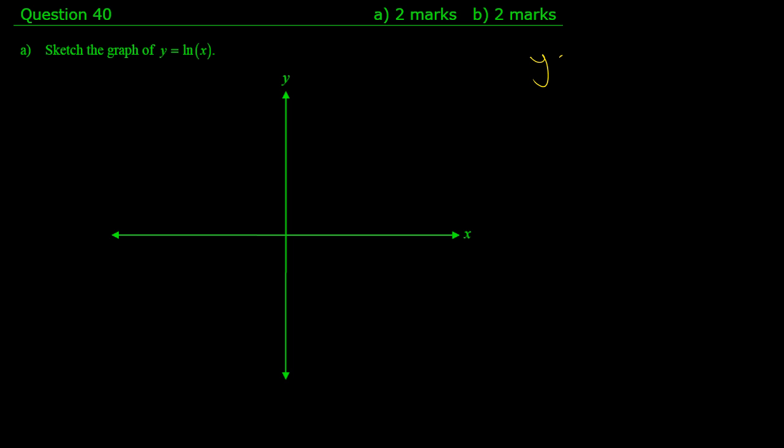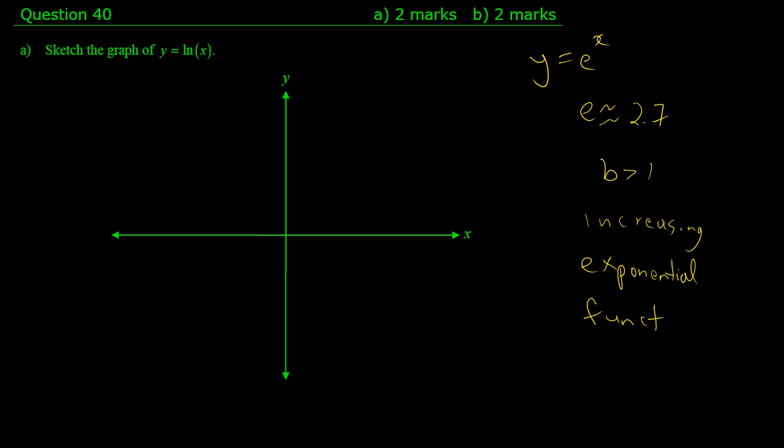So, what does y equals e to the x look like? Well, we may recall that e is approximately 2.7. And the important part to take out of that is its base is greater than 1. So this e to the x is an increasing exponential function. And the reason it is an increasing exponential function, again, is because the base is greater than 1. So what shape should you know for an increasing exponential function? This is the following shape you should know.